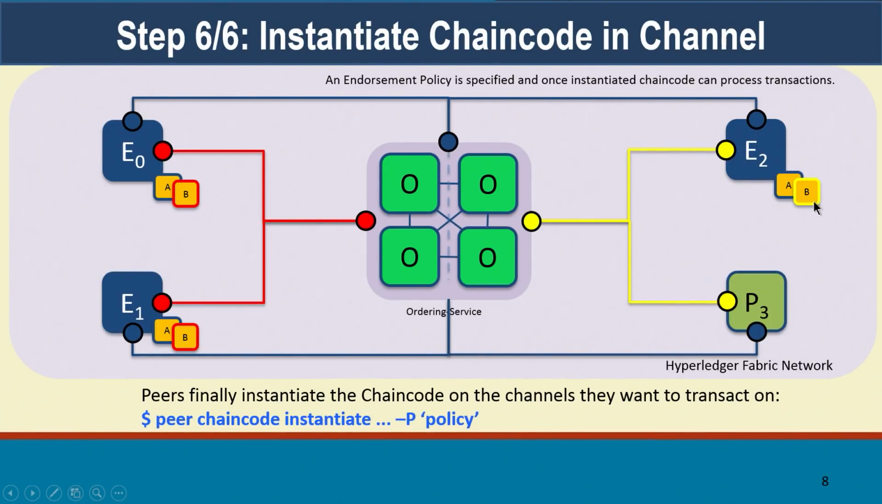The yellow channel has only one endorsing peer, which is E2. It alone runs this chain code B, and it's connected to the yellow channel. So it will have its ledger and a block of transactions. The blue channel has all the peers, and chain code A is part of the blue channel. You can see chain code A has this blue border. So all transactions on the blue channel will be functions that are invoked on chain code A.